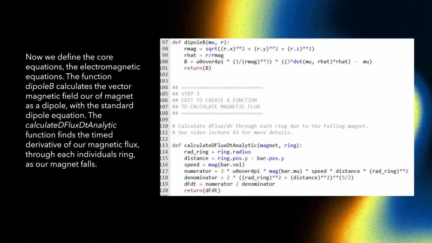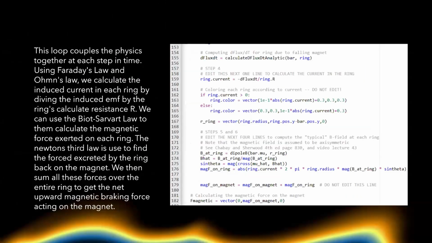The function dipole B calculates the magnetic field vector of our magnet as a dipole with the standard dipole equation. The analytical dFlux/dt function finds the time derivative of our magnetic flux through each individual ring as our magnet is falling. Finally, this loop couples the physics together at each step in time. Using Faraday's law and Ohm's law, we calculate the induced current in each ring by dividing the induced EMF by the ring's calculated resistance.